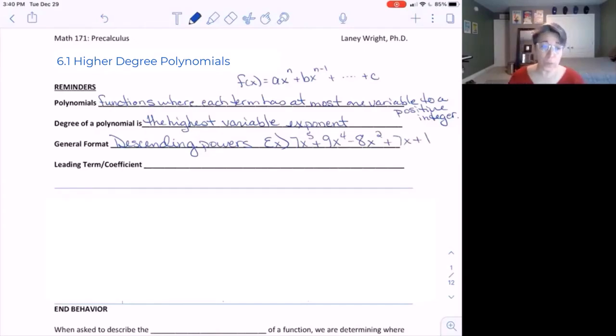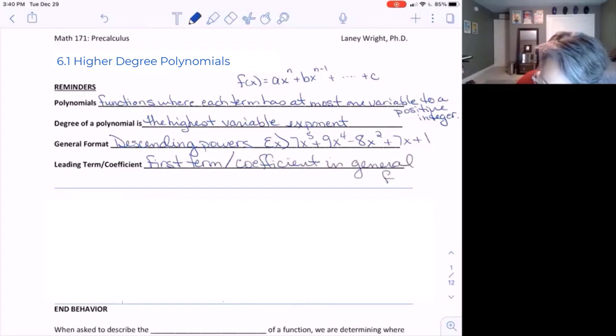The leading term and the leading coefficient is the first term and coefficient in general format. Okay. So again, that leading term will have the highest degree.